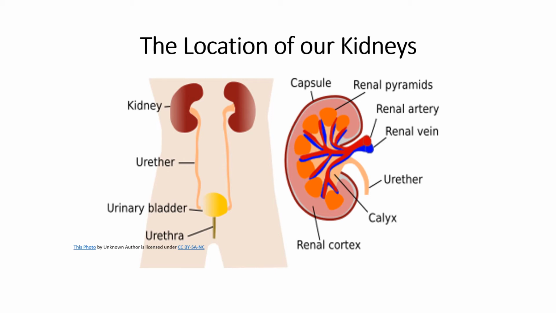So you now have the capsule, which is the covering. You now have the renal pyramids and the renal cortex, where the filtration will be taking place. And then the waste products will proceed to the calyx, and then from the calyx to the ureter.